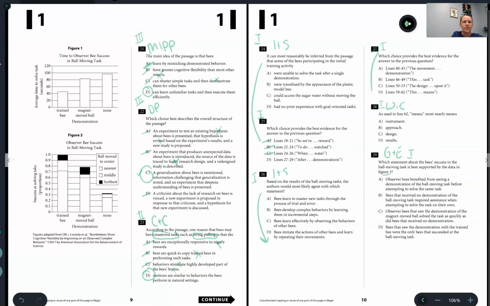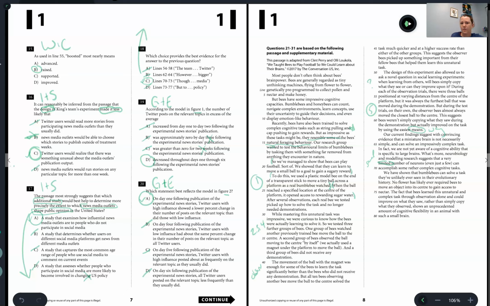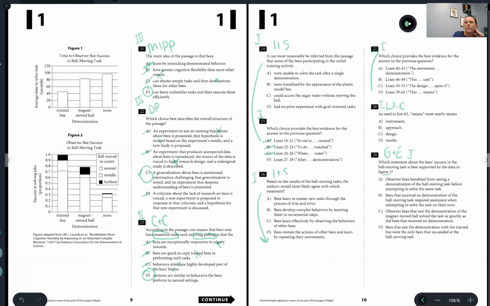27 through 29. After several observations, each real bee we tested picked up how to solve the task and no longer needed demonstrations. Okay, so this says that they all could do it, but it was after several observations. What is the question asking? Reasonably inferred that after participating in the initial training, so this was after all the training. So after all the training, they all were able to accomplish the task, which means that after the initial training, some of them needed more demonstrations.